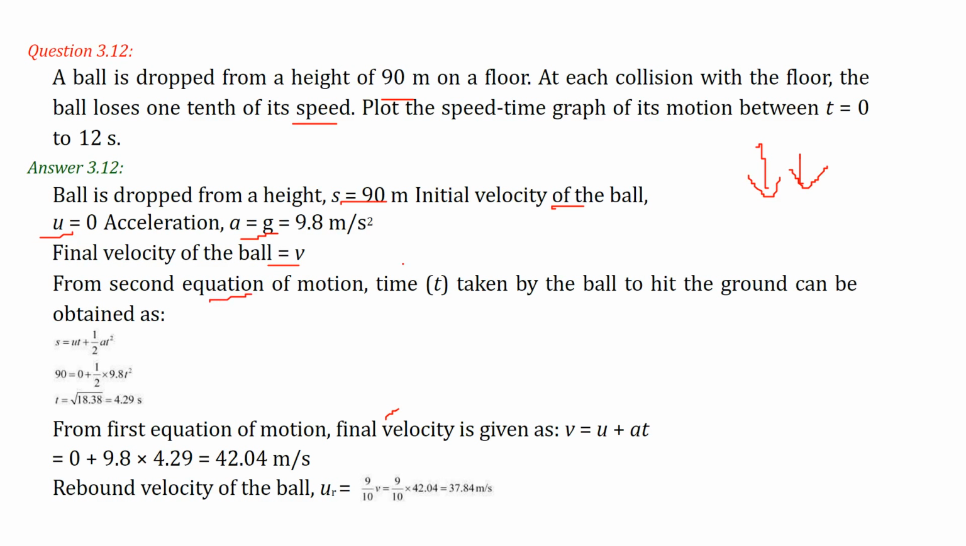Let us use the second equation of motion in order to find out the time. We'll put all these values in s equal to ut plus half a t square, and when we find the time, it will be 4.29 seconds. We'll use again the first equation of motion, v equal to u plus at, in order to find out the velocity. So time we have found out, just put it here. u and a we know. So the velocity comes to be 42.04.